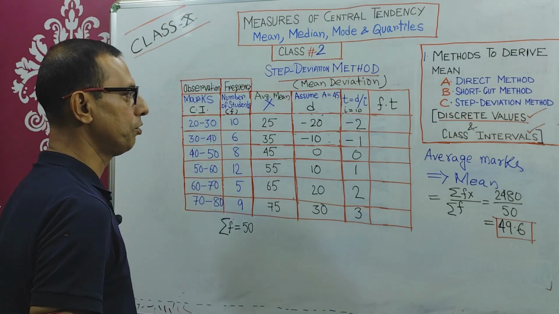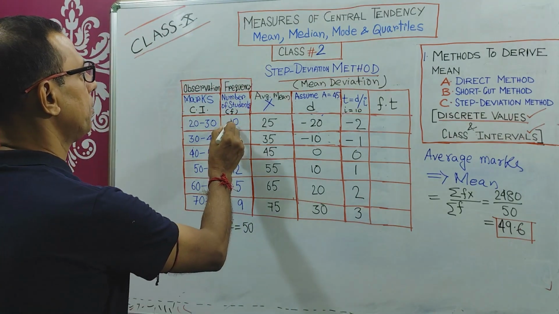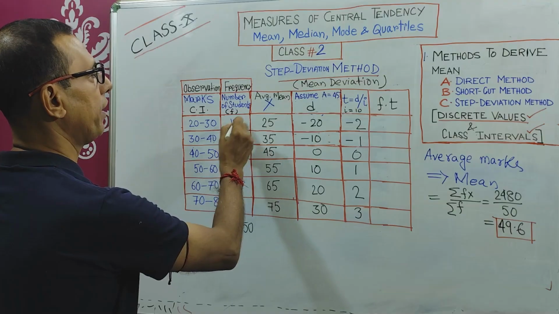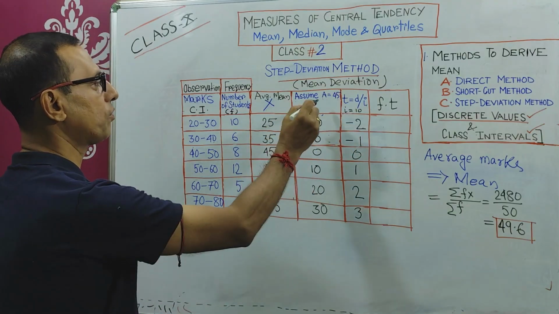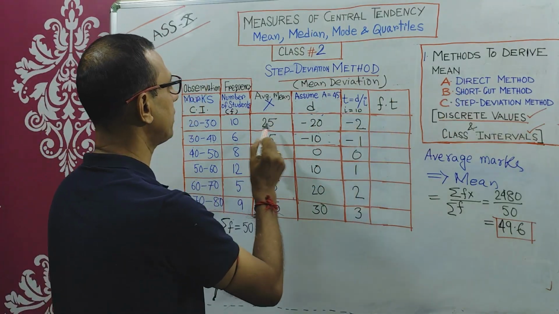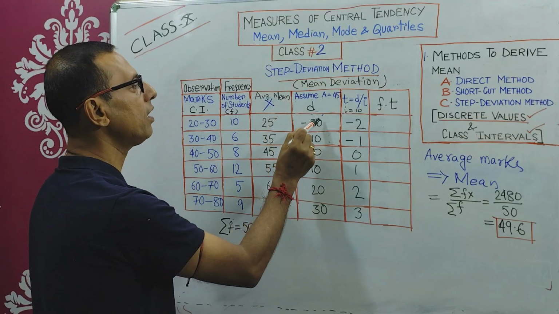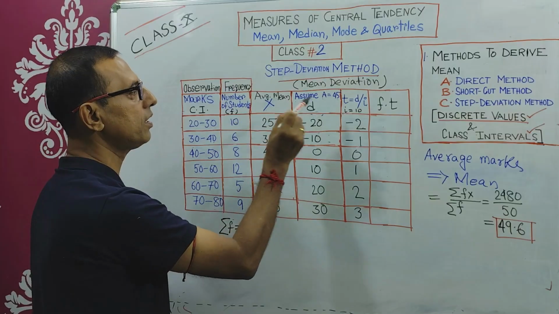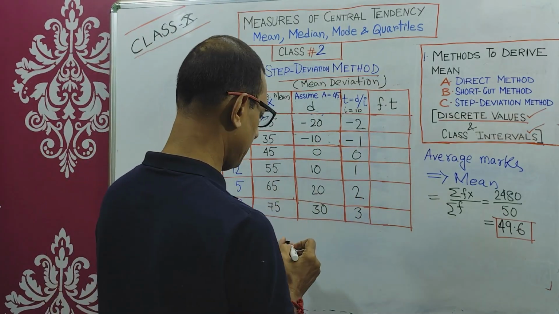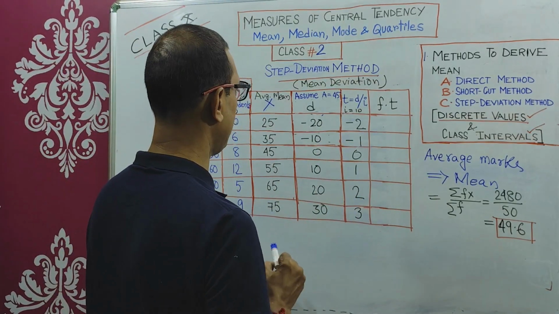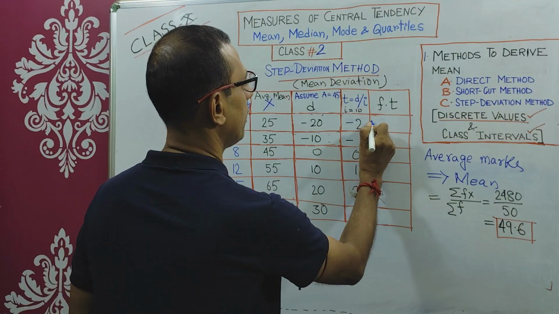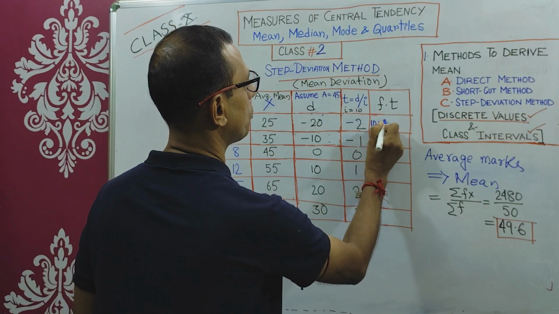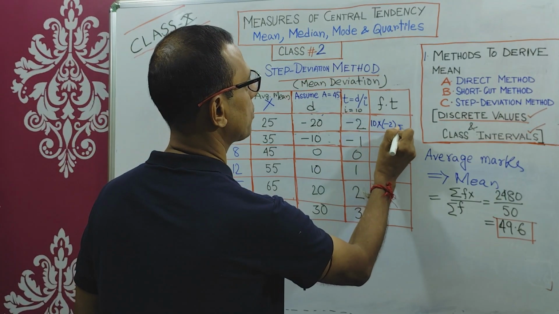Now you need to multiply the frequency in this table. Earlier, for the shortcut method, you multiplied the frequency with the deviation. Here you will multiply the frequency with this T. So how much will be the value here? It will be 10 into minus 2, which equals minus 20.